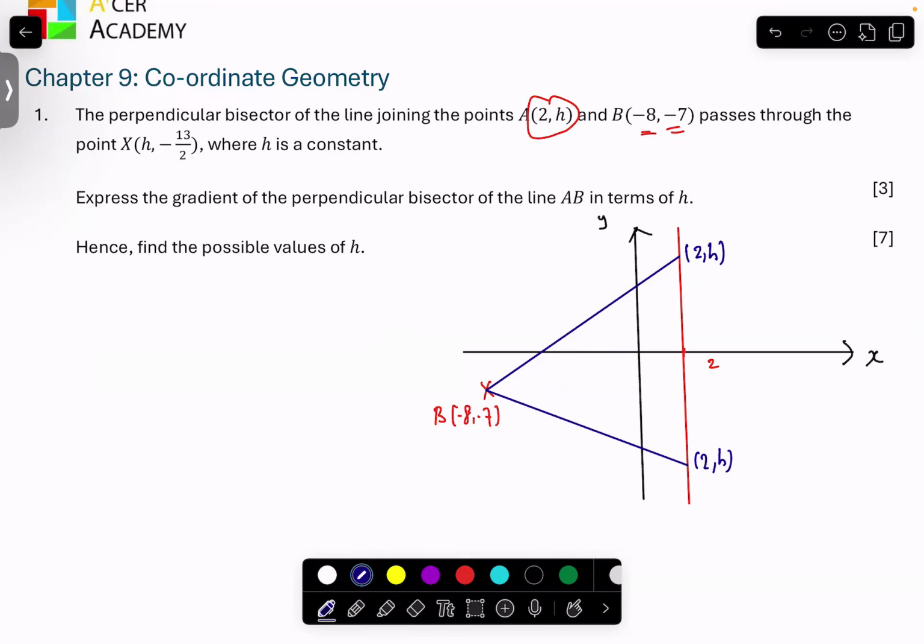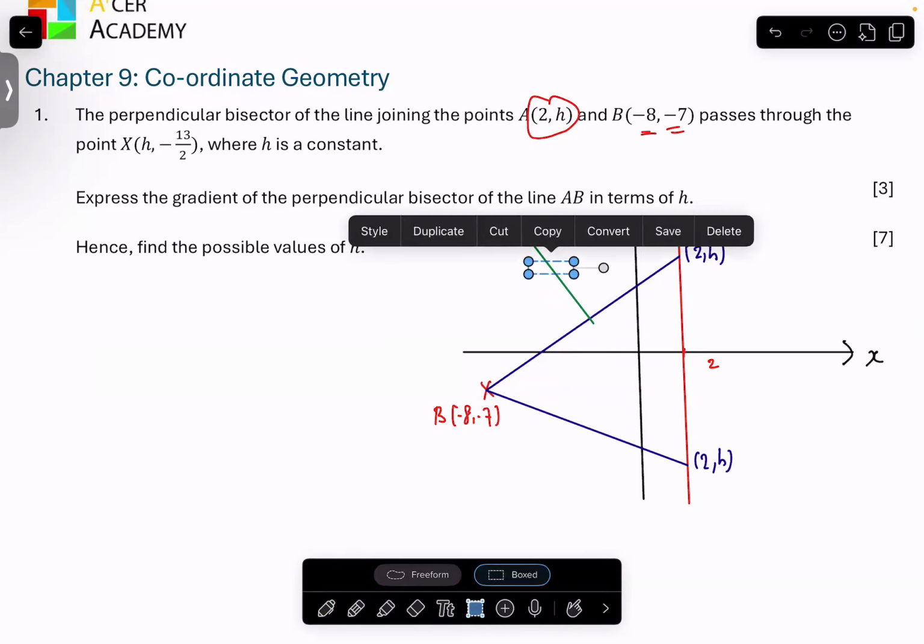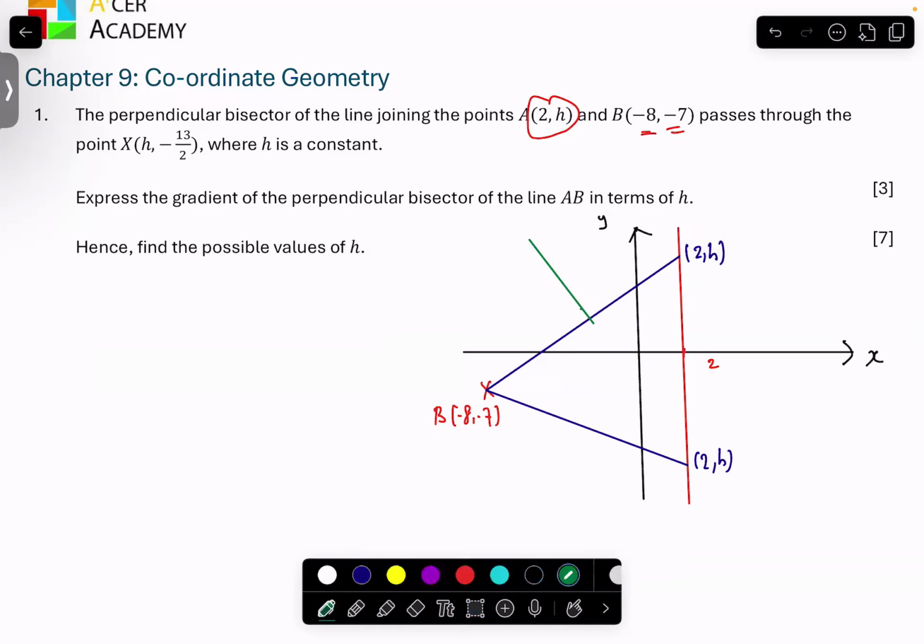But the thing is, we have the perpendicular bisector of the line. A perpendicular bisector means we cut the line at a special location such that it is not only at right angles to the line, but the distances to the two points A and B are the same as well. So let's say this is the midpoint, such that it gives two equal distances. So these are my possible positions of A.